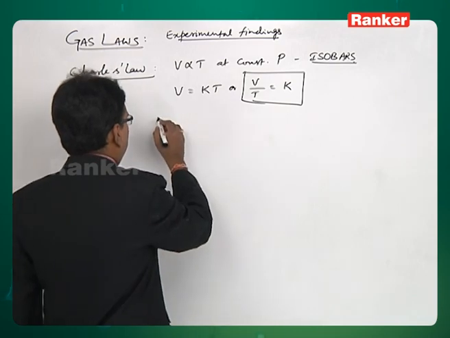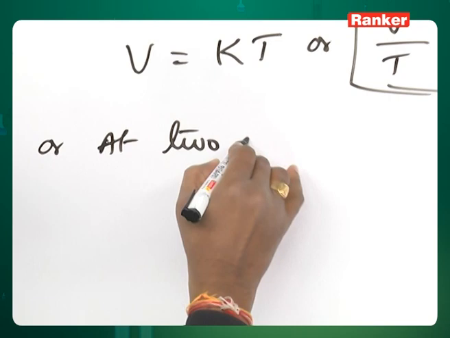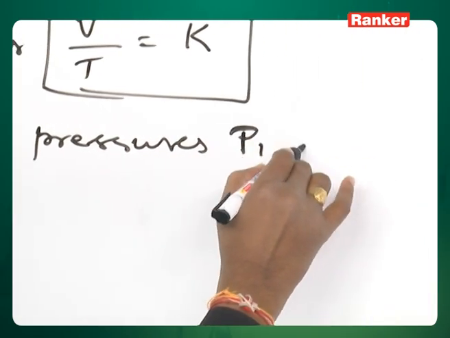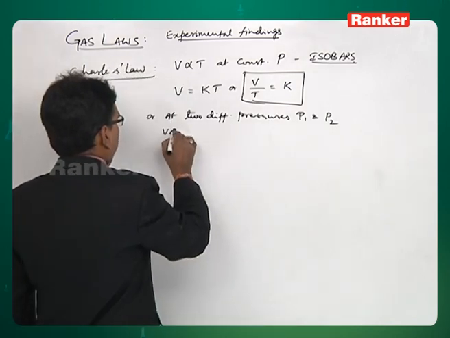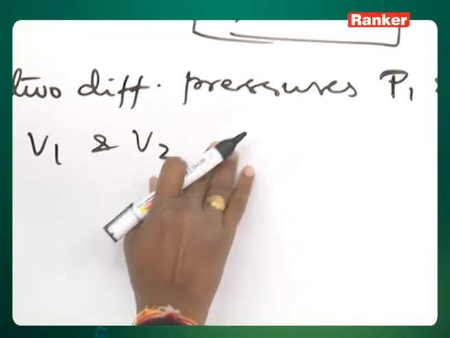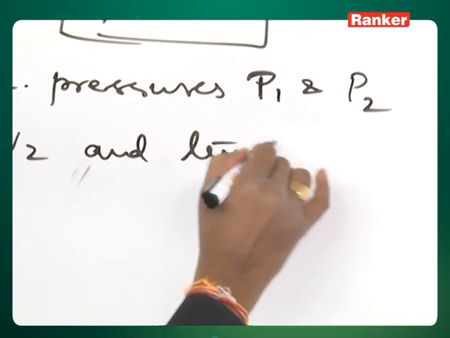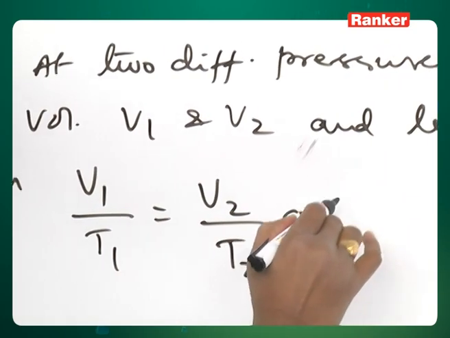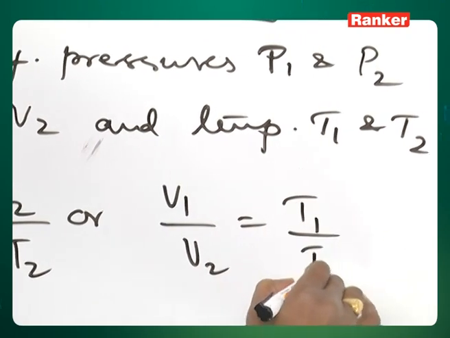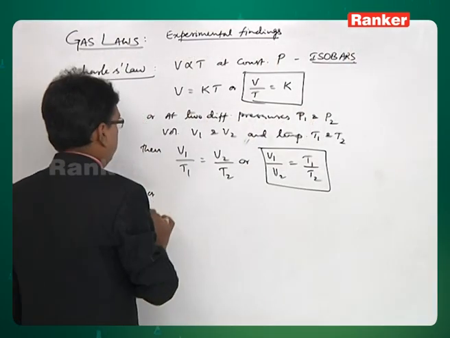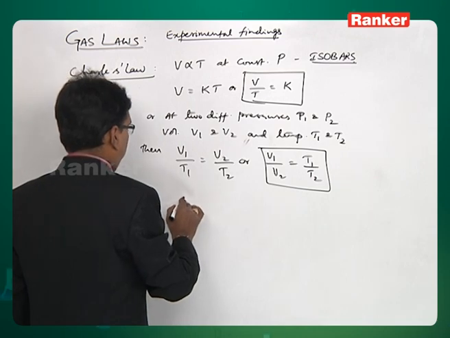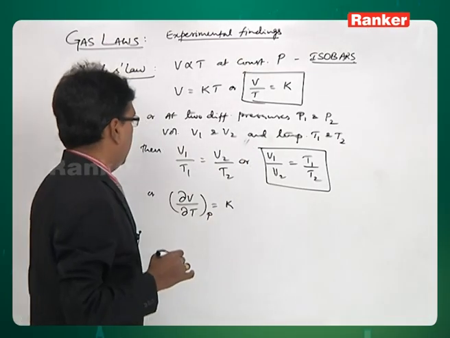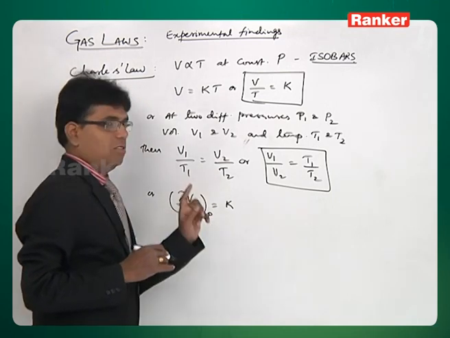Or, at two different pressures P1 and P2, with volumes V1 and V2 and temperatures T1 and T2, V1 by T1 is equal to V2 by T2, or V1 by V2 is equal to T1 by T2. This is another way. Or also you can write, because V is equal to KT, dou V by dou T at P is equal to K. Change in volume with change in temperature at constant pressure is equal to K.